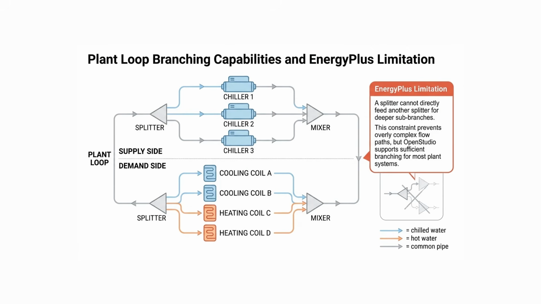However, the EnergyPlus engine does impose certain constraints. One key limitation is that a splitter cannot directly feed another splitter to create deeper sub-branches. This restriction prevents overly complex flow paths, but in practice, the branching options available in OpenStudio are sufficient for modeling the vast majority of real-world plant systems.